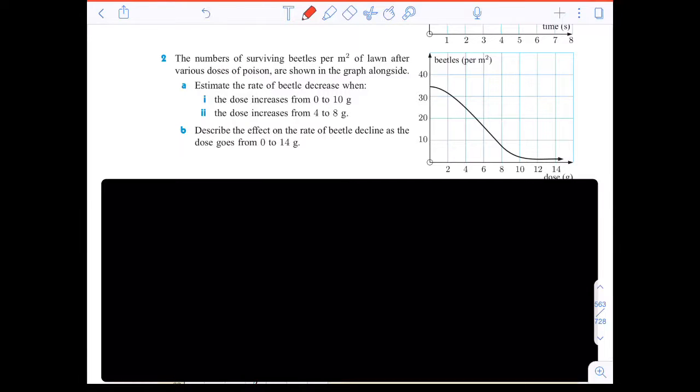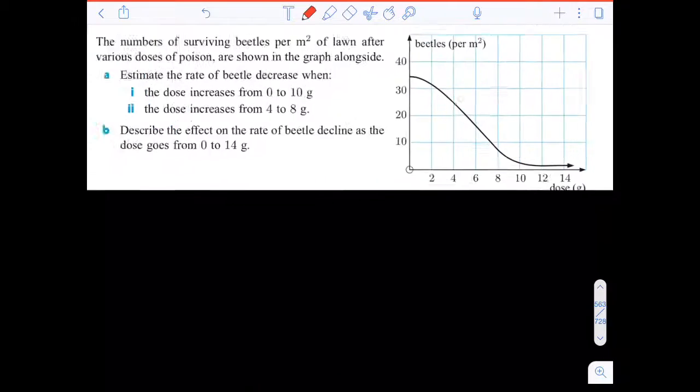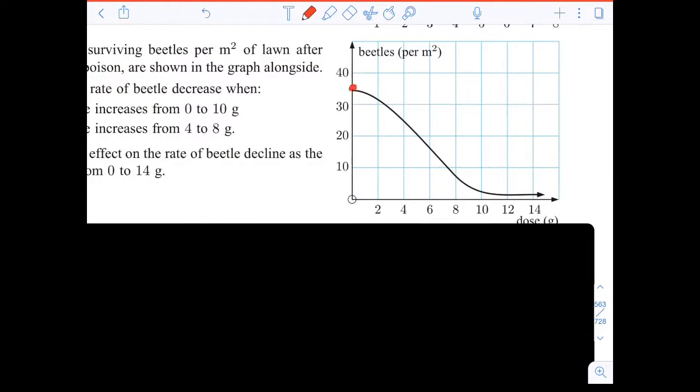This one talks about the amount of poison that's used on grass. As the grams of poison that we use on grass increases, the number of beetles that are found in the grass decreases as you read that graph from left to right. So the rate of change is negative in this case because the beetles are decreasing. So it says estimate the rate of the beetle decrease when the dose increases from 0 to 10. So on our graph we're looking at a spot here, which looks to me to be about 0 and 35, and 10, which looks to me to be about 10 and we'll say 2.